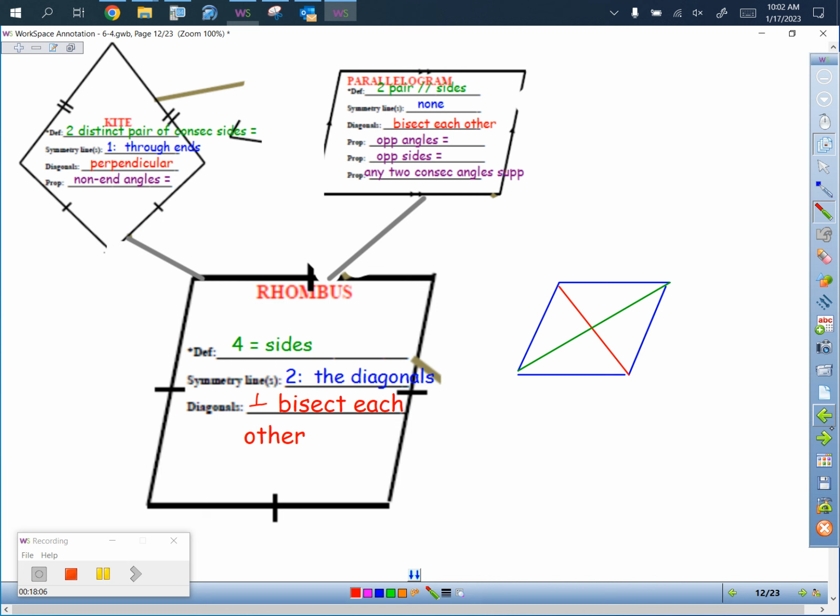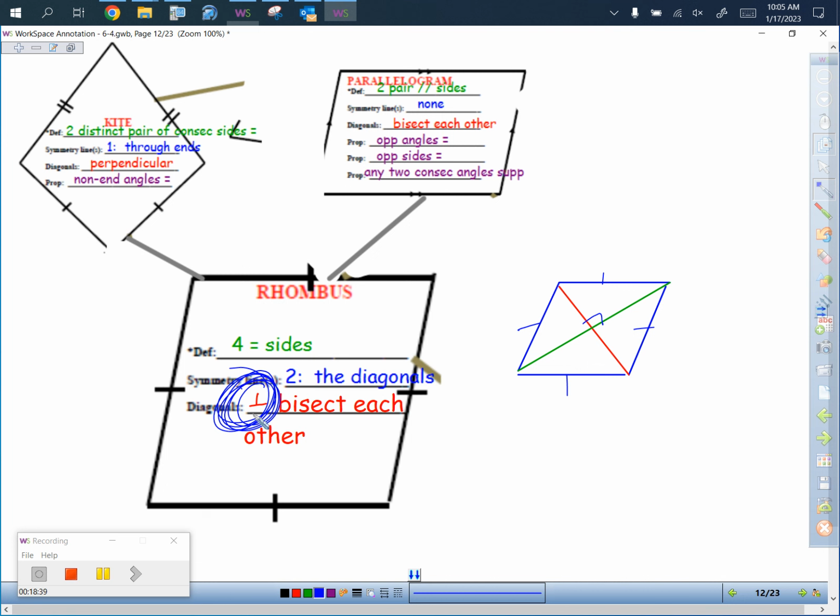Perpendicularly bisect each other. All right, I'm going to ask you the 3 questions again. Here's my little rhombus drawn off to the side here. Here's a red diagonal and a green diagonal. Question 1, do those intersect at 90 degrees, yes or no? What do you think, yes or no? Yes, they do, because those diagonals are perpendicular.